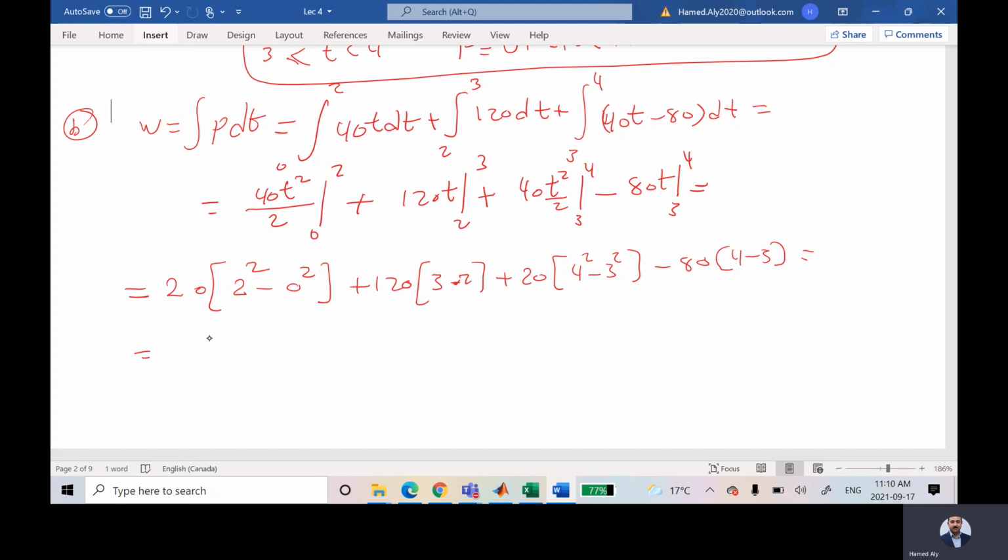Then I will have 20 times 2 squared, so 20 times 4 will be 80, plus 120, plus 4 squared will be 16, minus 3 squared, which is 9, so 16 minus 9 is 7 times 20, 140, minus 80 multiplied by 1. So I have here 80 plus 120, which is 200, plus 140, it will be 340, minus 80, it is 260.